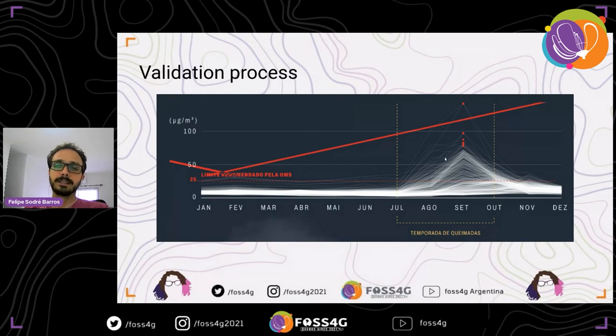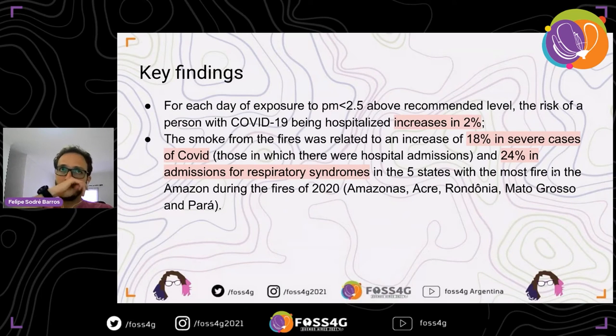And then during the fire season, not all municipalities, but a lot of them got a really worse situation. So pay attention to daily exposure: all days exposed to a value higher than 25 micrograms per cubic meter. So the key finding we could achieve is that each day of exposure bigger than the limit suggested by the World Health Organization increases by 2% the probability of a person being hospitalized.